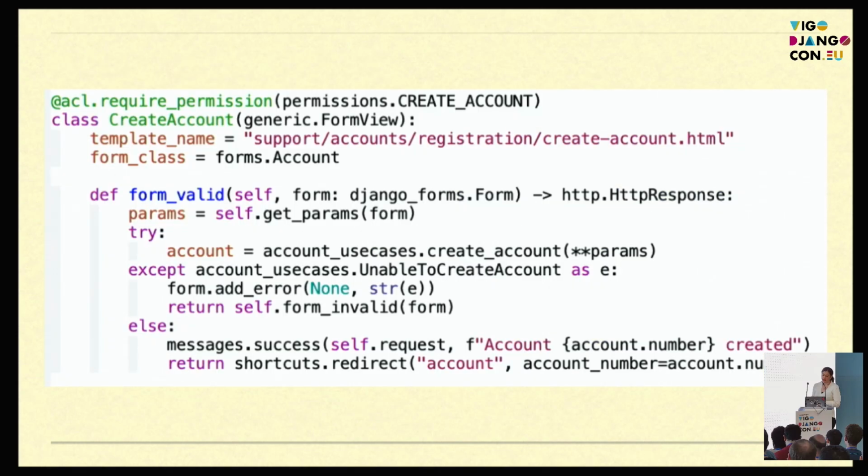Let's look at one example from the interface layer. This is a dummy view that creates an account. Remember, we're at the interface layer, and the layer below is the application layer. It makes a call to the application layer, to the account use cases, to create the account with the parameters, handles the exception, and on successful operation, it returns a success message and renders the response.